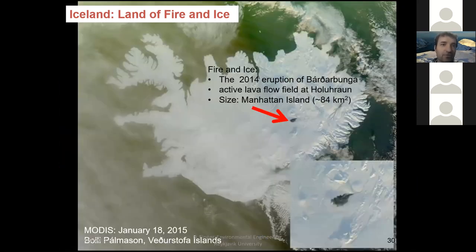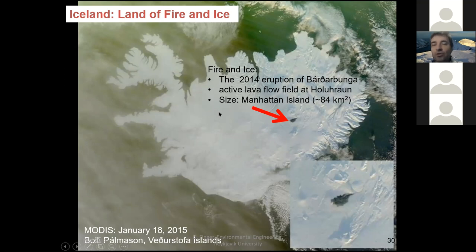Iceland is frequently called the land of fire and ice. And this was probably most significantly expressed during the 2014 eruption of Bárðarbunga. It was the last eruption that occurred in Iceland, when over 6 months a new lava flow field occurred, Holuhraun it's called. And it has about the size of Manhattan Island, being about 84 square kilometers large. And you can see it even here in that satellite picture.